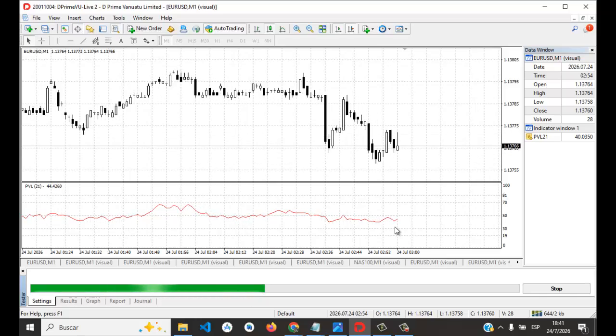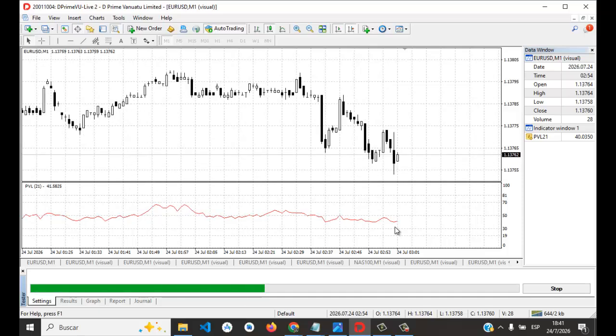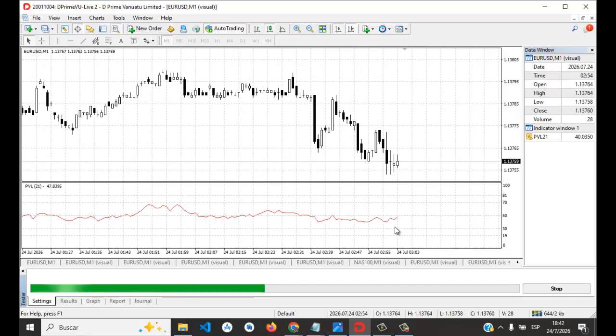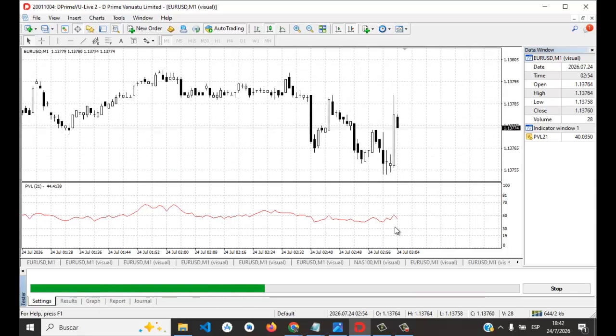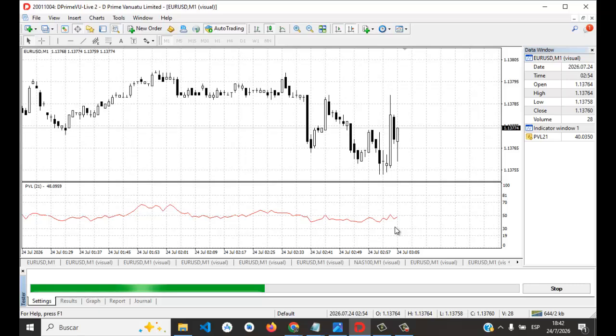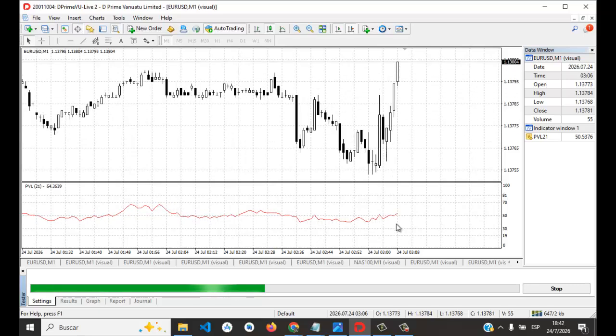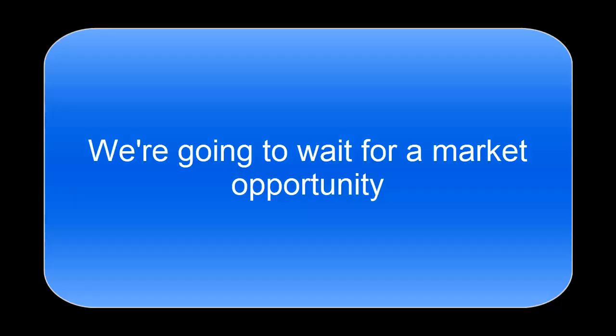The indicator's chart is shown along the red line. The indicator has different levels to detect overbought or oversold conditions. Let's wait for a market opportunity to arise.